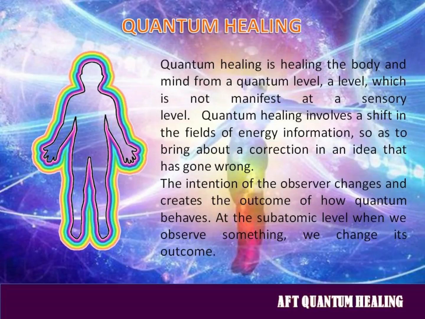So quantum healing involves a shift in the fields of energy information so as to bring about the correction in an idea that has gone wrong. So when you put your intent, focus at a quantum level, at the subtle energy level, you're able to correct the idea that has gone wrong. The intention of the observer changes and creates the outcome of how quantum behaves, meaning to say that you can manipulate and manage every single electron, proton, and neutron in your cellular structure. At the subatomic level where you observe something, you can change its outcome.